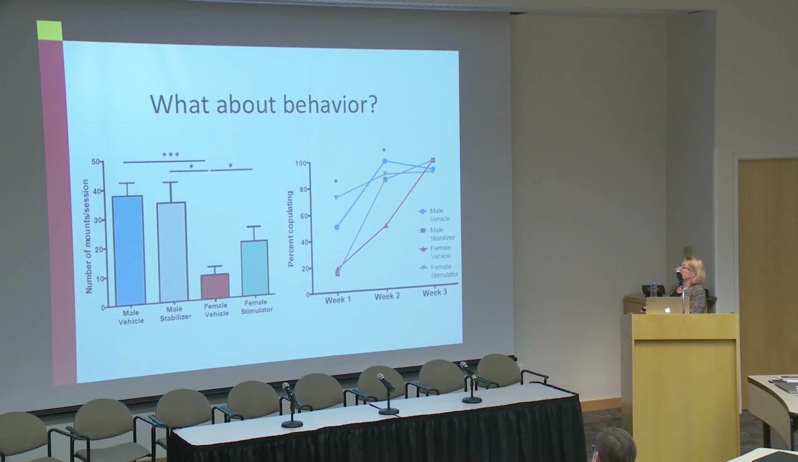Okay, so what about behavior? This is looking at the number of mounts, right? And here's the normal male and here's the normal female. They don't show very many mounts. The male with the stabilizer wasn't affected, but the female treated with the stimulator started to behave like a male.